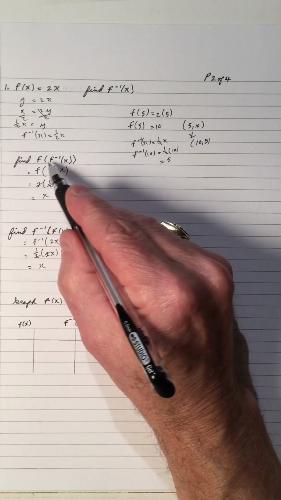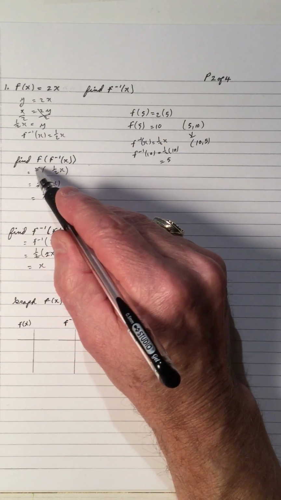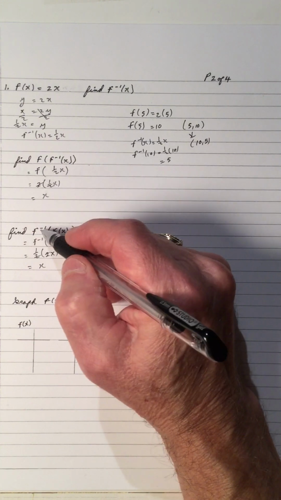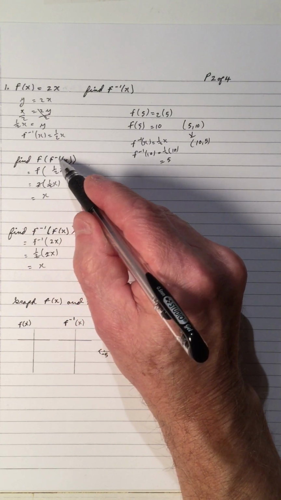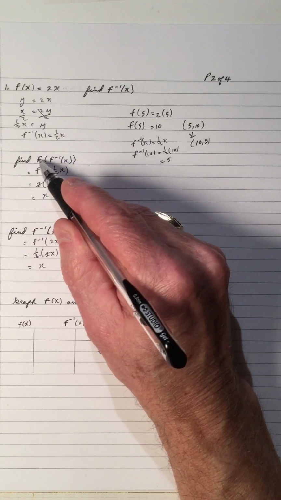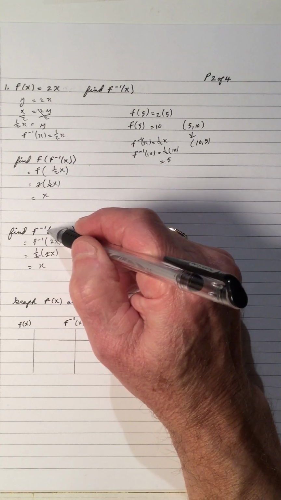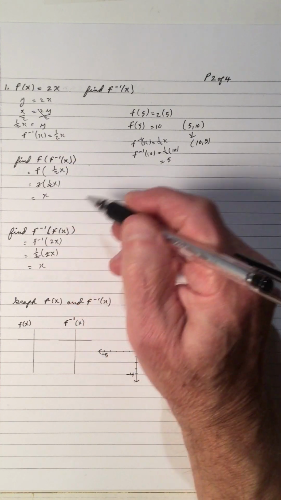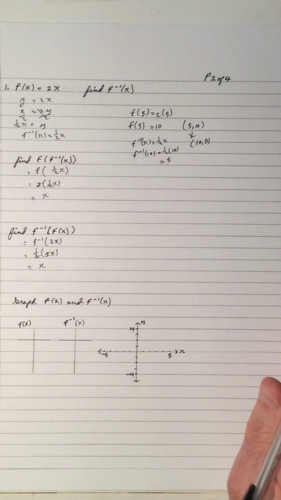No matter if two functions are the inverse of each other and I do their composites, no matter which way I do them, putting f to the negative 1 into f, or putting f of x into f to the negative 1, we'll always come up with an x. Now, let's graph each of these to see what they are.